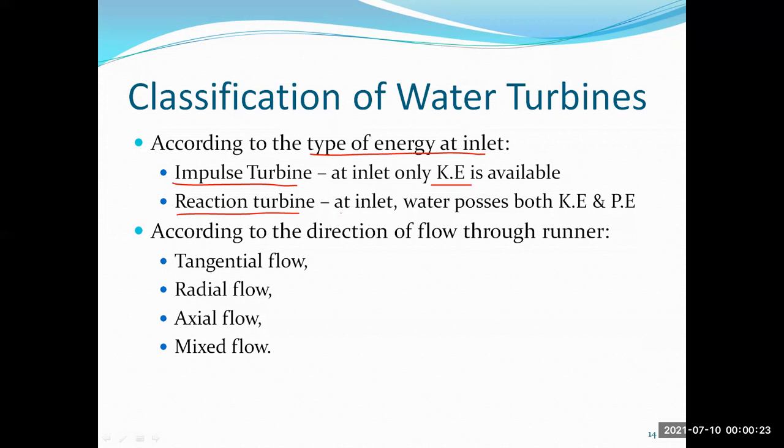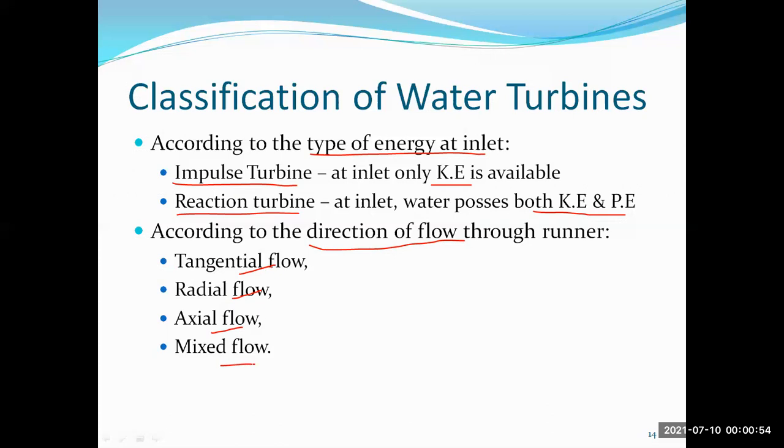Reaction turbine means that at the inlet of the turbine, both kinetic energy and pressure energy are available. The Francis and the Kaplan turbines are examples of reaction turbines. The next classification is based on the direction of flow through the runner. It is classified as tangential, radial, axial and mixed flow.